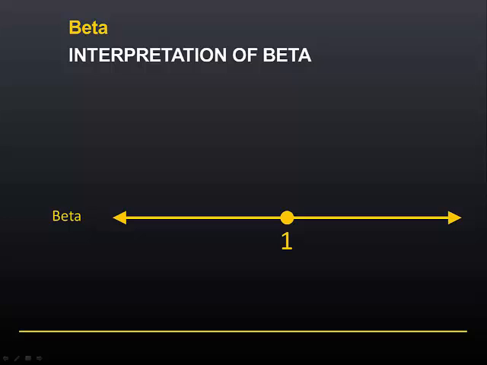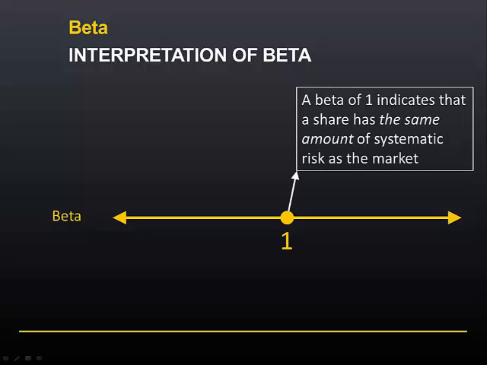Beta tells us how sensitive a share's return is to systematic or market risk factors, and therefore how much it is likely to move in response to changes in the market. A beta of 1 indicates that a share has the same amount of systematic risk as the market, and will move in the same direction as the market as a result of systematic risk and by the same amount.